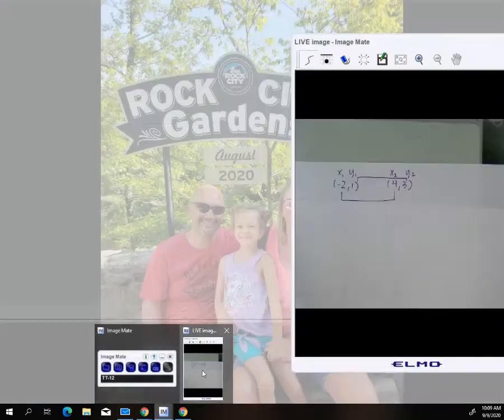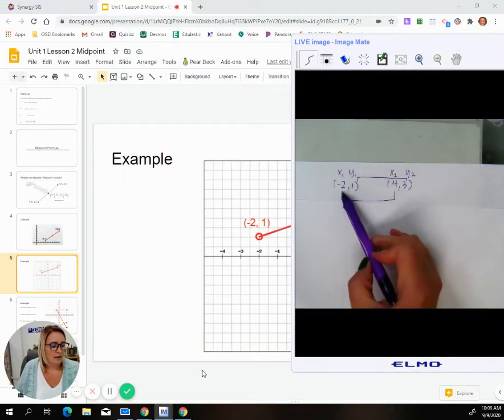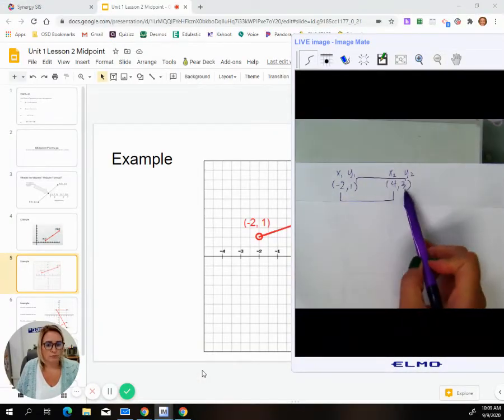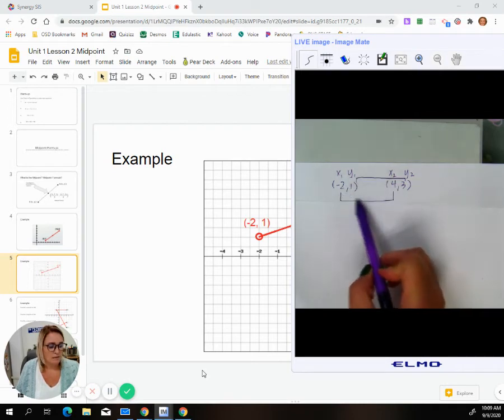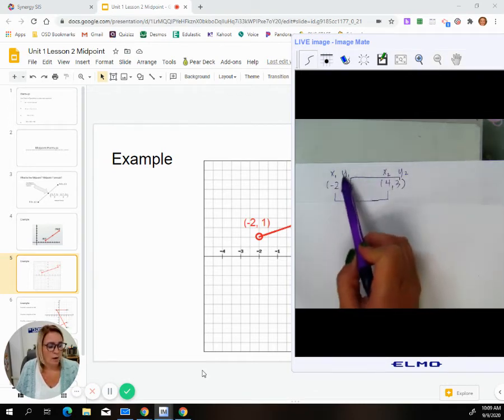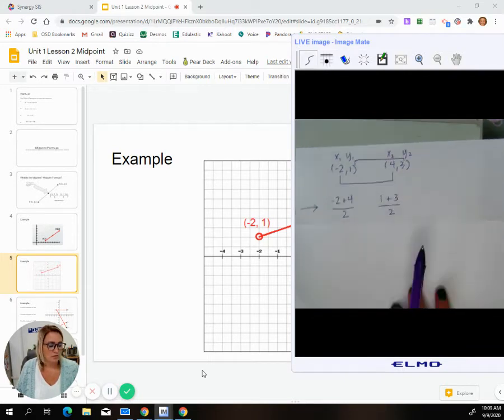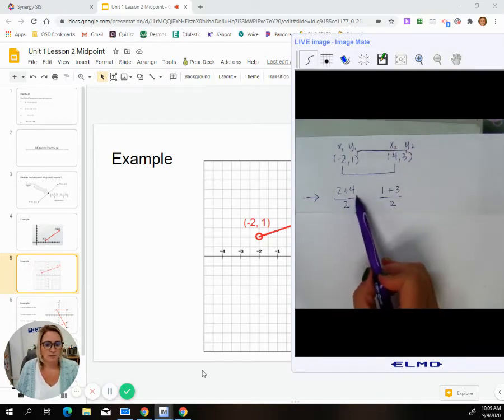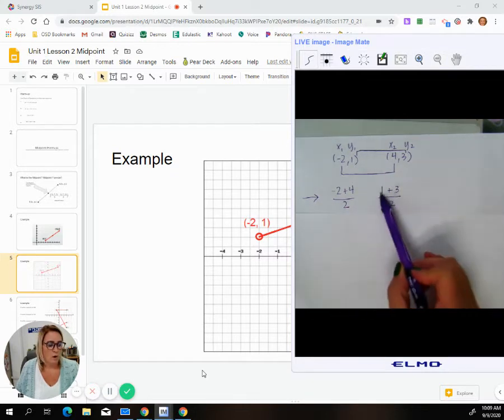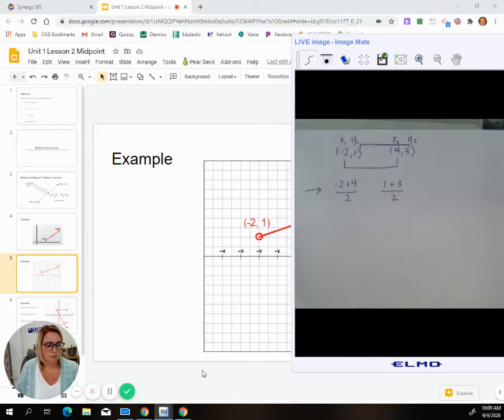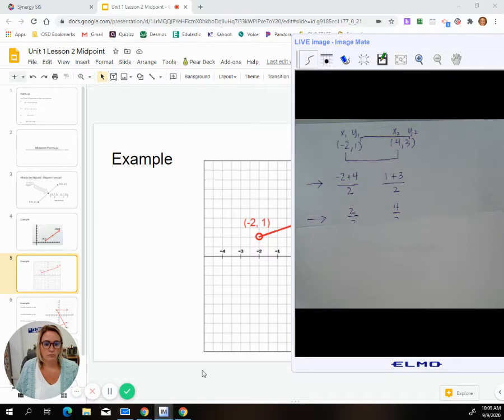Okay, so again, we have two points. We have (-2, 1) and (4, 3). Our x points are -2 and 4. Our y points are 1 and 3. We are going to plug them in. So -2 plus 4 divided by 2, 1 plus 3 divided by 2. So 2 over 2, 4 over 2, and our midpoint is (1, 2). Remember, it has to be that x and that y point together.